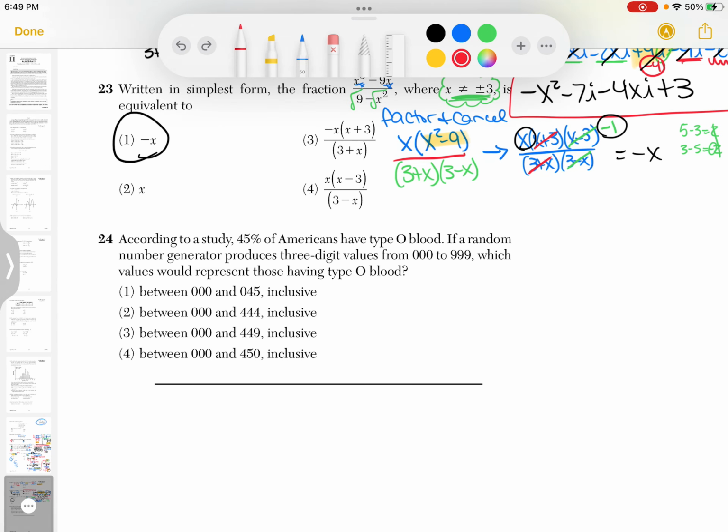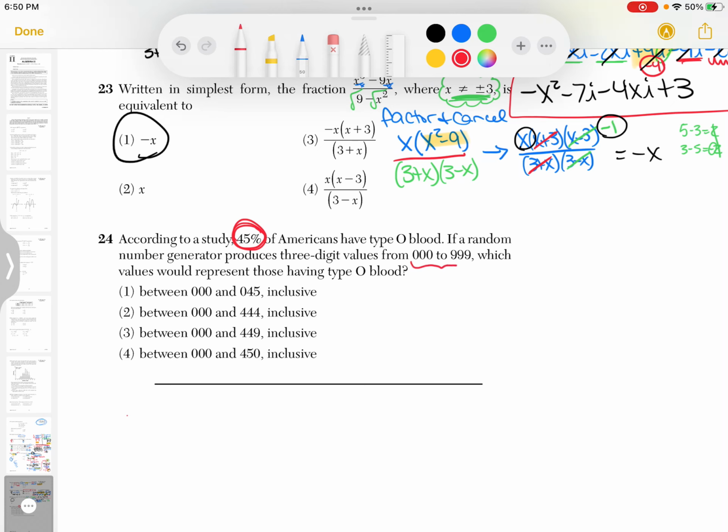All right, 24, we made it. It says, according to a study, 45% of Americans have type O blood. If a random number generator produced 3-digit values of 000 to 999, which value would represent those having type O blood? So between 000 and 045, what we have to do is figure out the percentage of values between these intervals. Each choice is giving me an interval of values from a number to another number. We're trying to find out what 45% of the total amount of numbers here is.